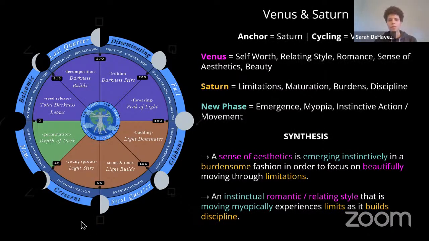So Venus and Saturn, anchor planet Saturn, right? And cycling planet Venus. Venus's keywords for our class today are self-worth, relating style, romance, sense of aesthetics, and beauty. Saturn, limitations, maturation, burdens, and discipline. And again, we already looked at the new phase keywords here. Emergence, myopia, instinctive action, and movement. So I have two examples here for Saturn and Venus. Synthesis, yes. A sense of aesthetics is emerging instinctively in a burdensome fashion in order to focus on beautifully moving through limitations.